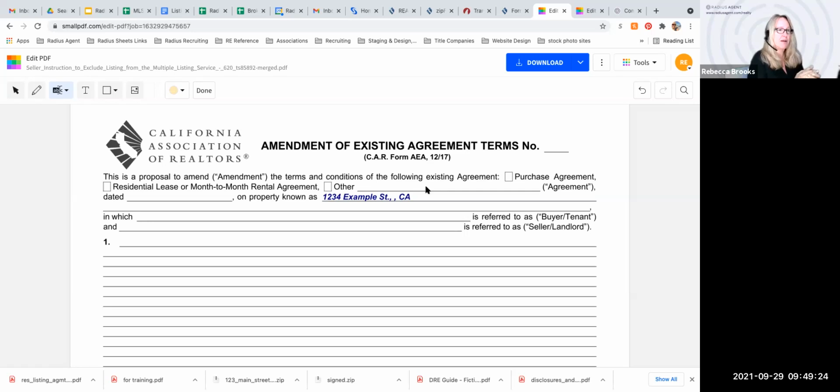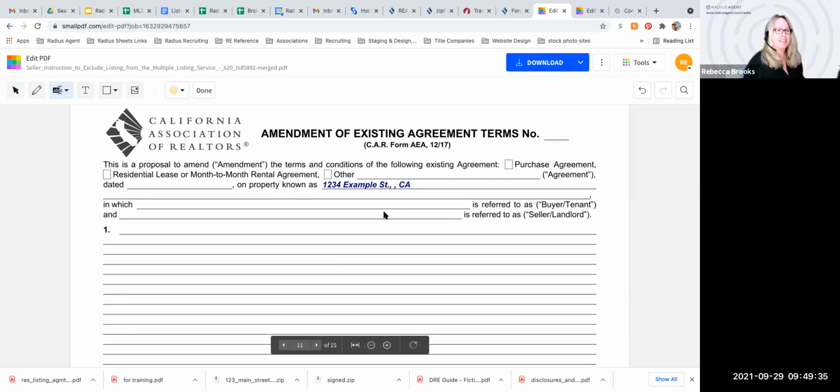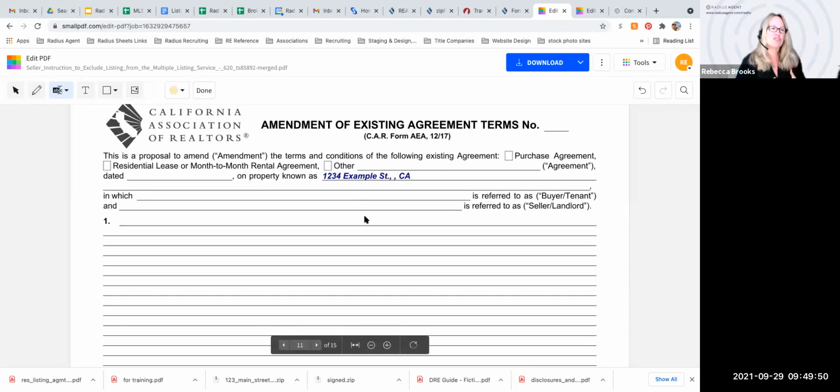Say perhaps you're changing the price, or you're changing a term of the contract. You should be using an amendment. Although I'm going to say 99% of the agents use an addendum. And so we're not going to kick it back to you if you use an addendum versus an amendment, but an amendment is actually the correct way to change the terms of an existing agreement, all right?